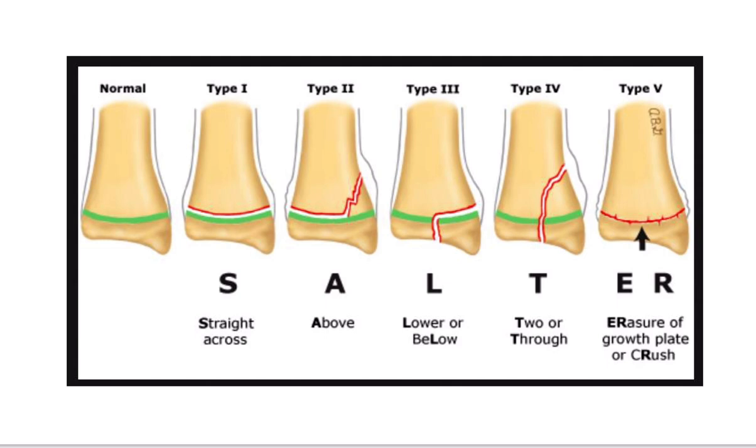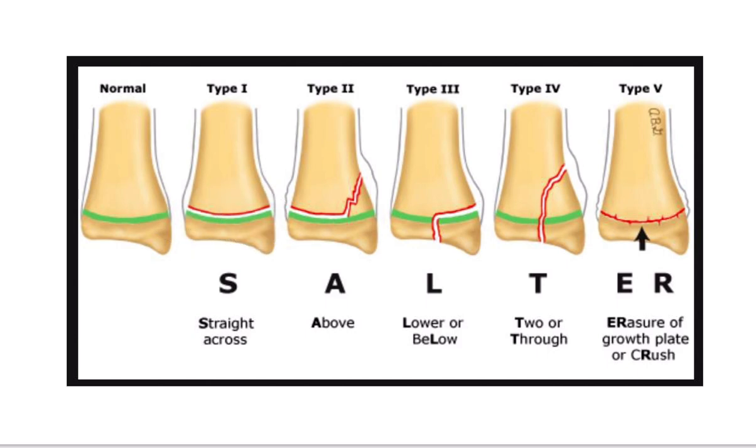Now see the different types of the Salter Harris classification. First of all, this is the normal appearance of a bone. This one is the growth plate, and the bones are on either side. The Salter Harris types are type 1, 2, 3, 4, 5. In case of Salter Harris type 1, it is straight. Just along the side of the growth plate there is a single linear fracture in type 1.